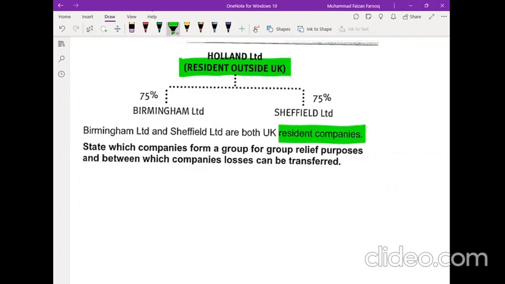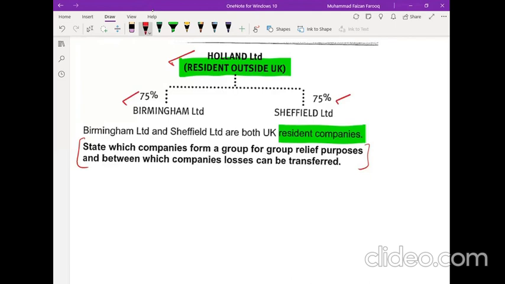But both companies which they are acquiring, Birmingham and Sheffield, are in the UK. Can you read the requirement, please? State which companies form a group for group relief purposes and between which companies losses can be transferred. See, residency is not an important thing. So Holland is the main company. 75% means this is fine. This is also fine. So what answer are we going to write?